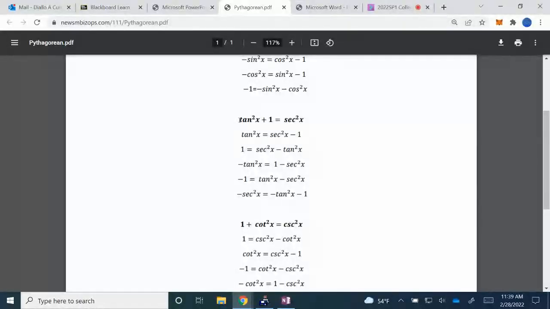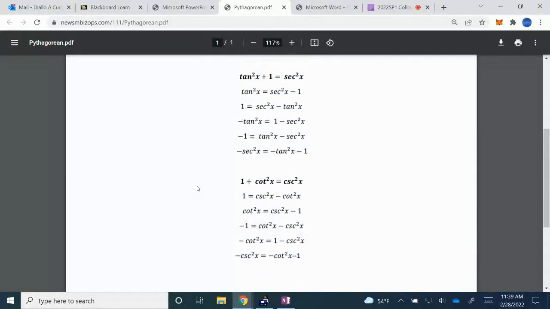The same thing was done for the other two Pythagorean identities. We have tangent squared x plus 1 is equal to secant squared x. So here are all the derivations of that particular Pythagorean identity. And then lastly, we have 1 plus cotangent squared x is equal to cosecant squared x, and we have all of the derivations for this particular formula.